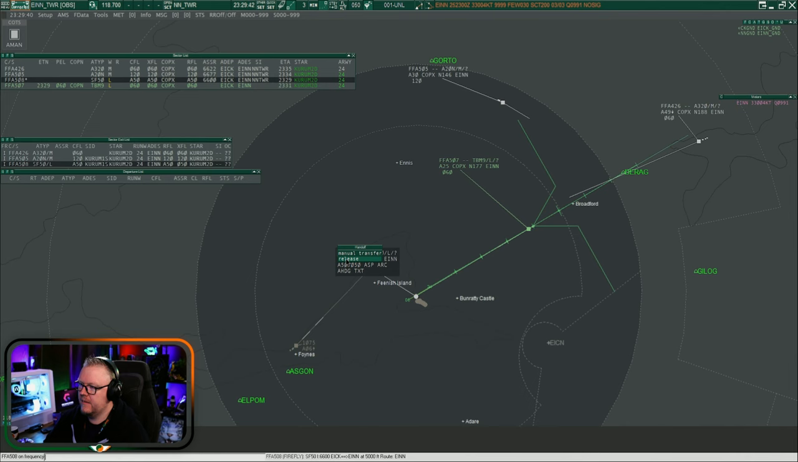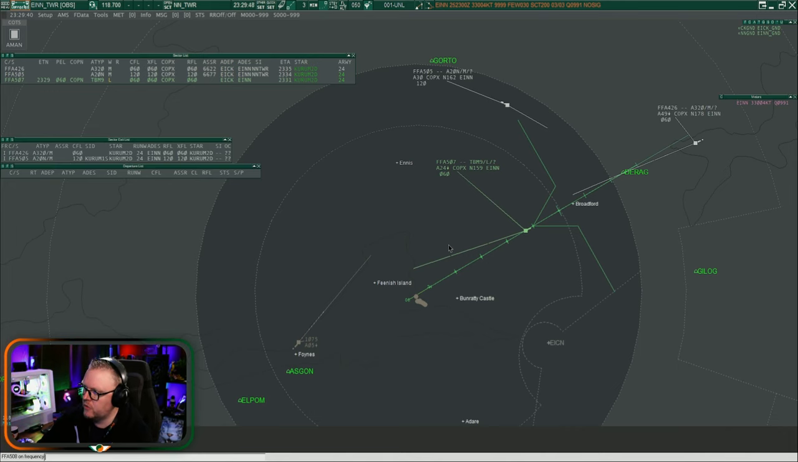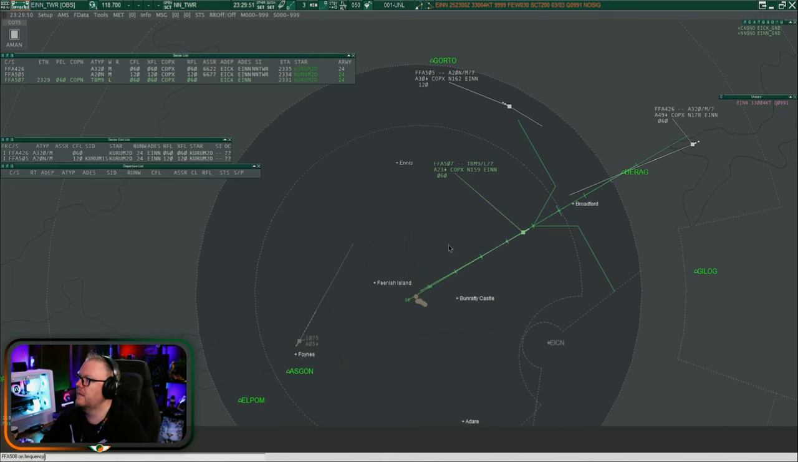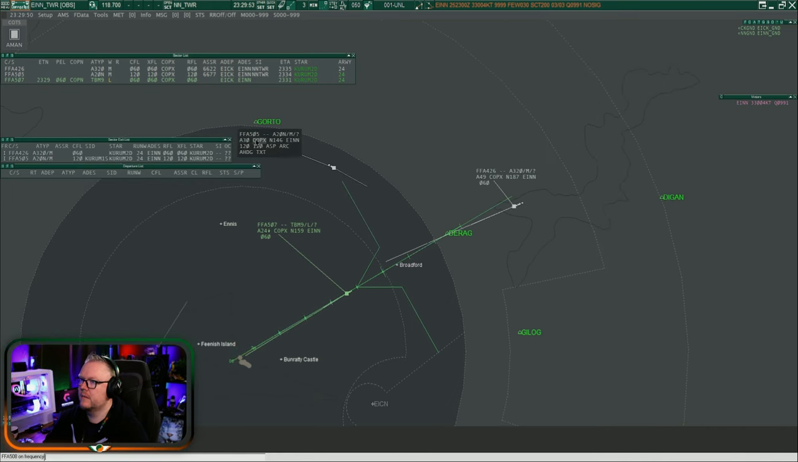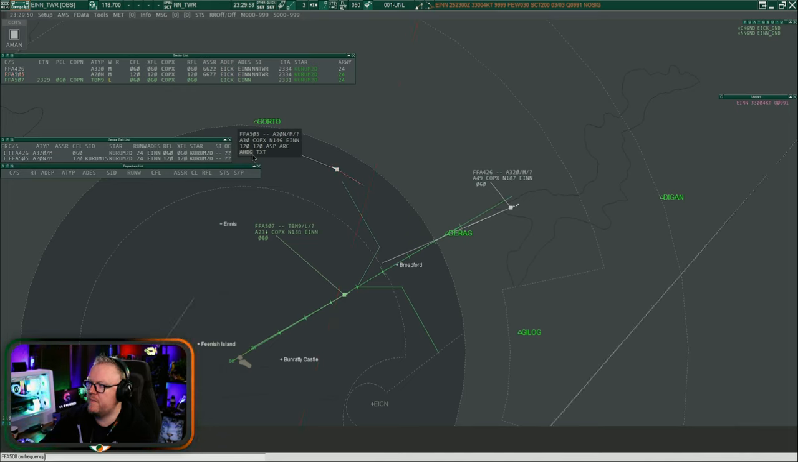Okay. Release him. Firefly 507, winds 330 at 4 knots, runway 24, cleared to land. Runway 24, cleared to land, Firefly 507. Firefly 505, what's your current airspeed?